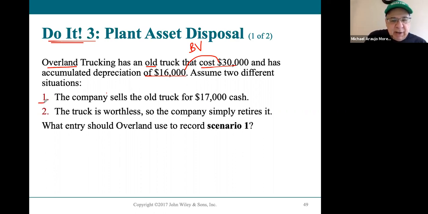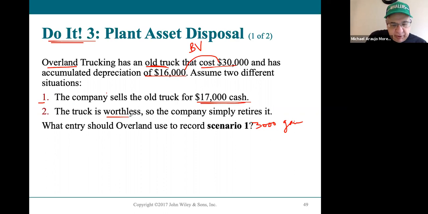So in scenario one, they sold it for $17,000. Well, if they sold it for $17,000, they sold a truck with a book value of $14,000 for $17,000. So what are they going to do? Well, they have to recognize a $3,000 gain in the first scenario. They're going to have a gain of $3,000 because the proceeds are greater than the book value.